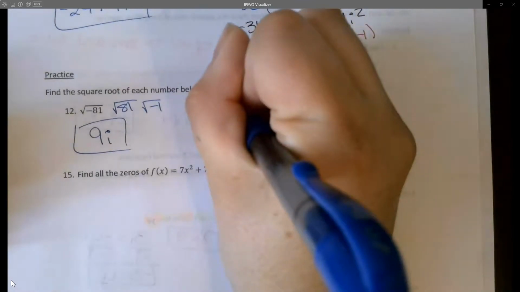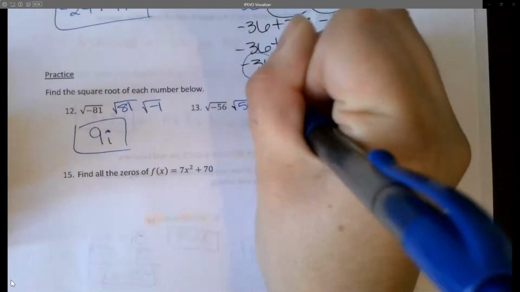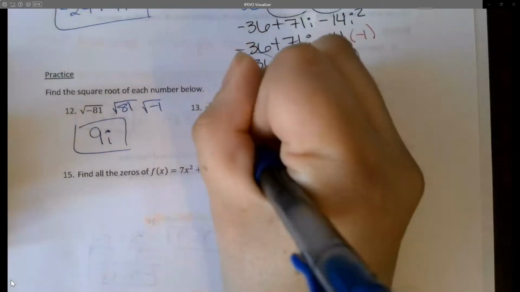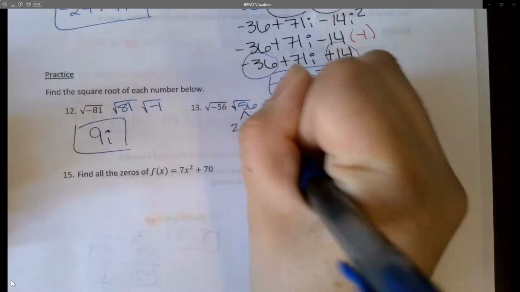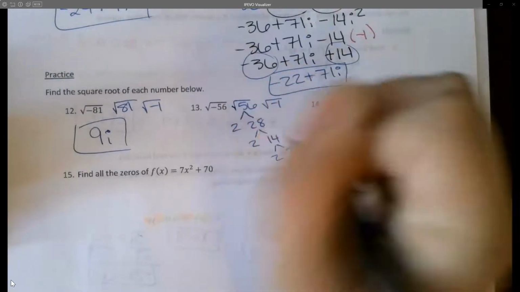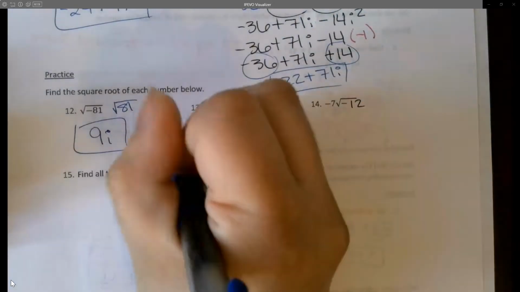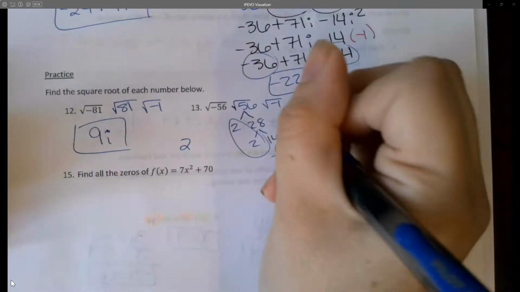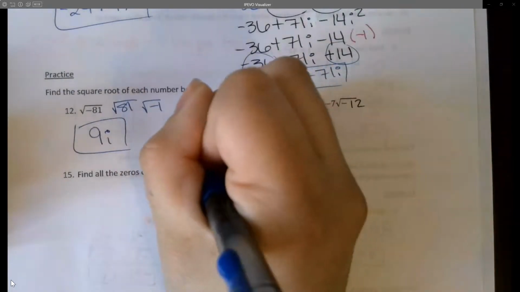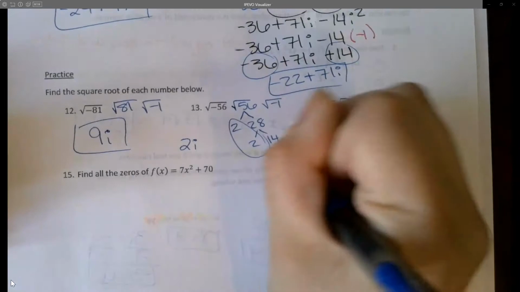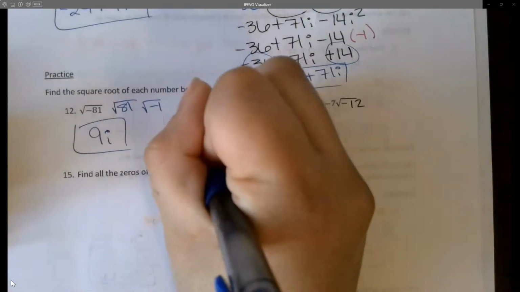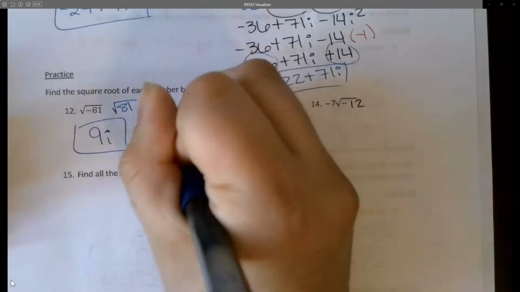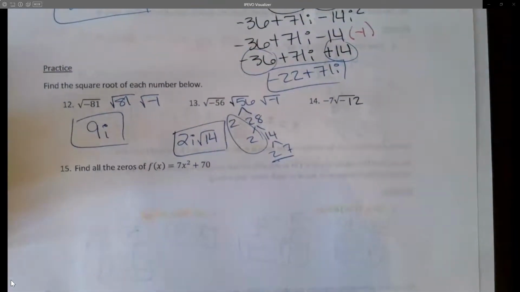On 13, I want to split this up into the square root of 56 and the square root of negative 1. I want to do my factor tree for 56. I get 2 and 28, 2 and 14, 2 and 7. I have a pair of 2's, so that will go outside. The square root of negative 1 will turn into i, and then these two leftover numbers get multiplied together, so I have 2 times 7, which turns into 14, and stays inside that square root.